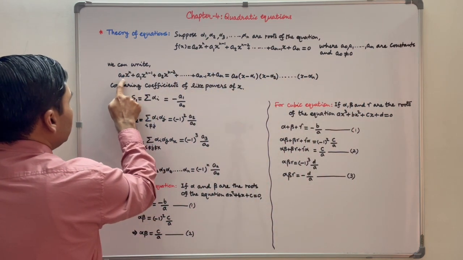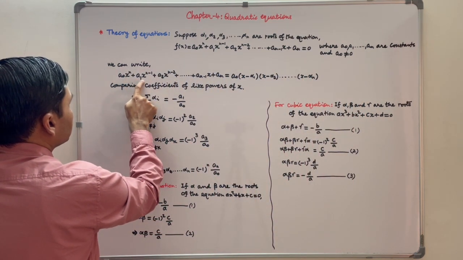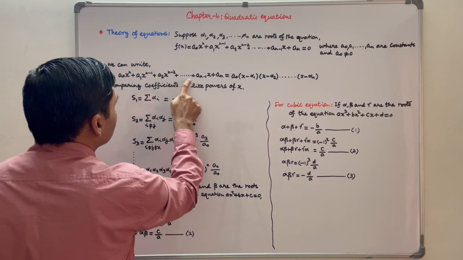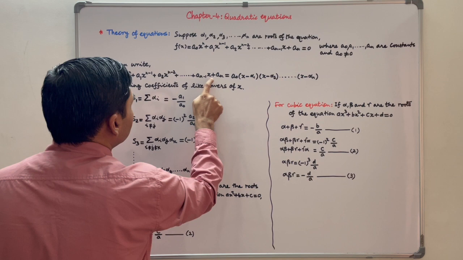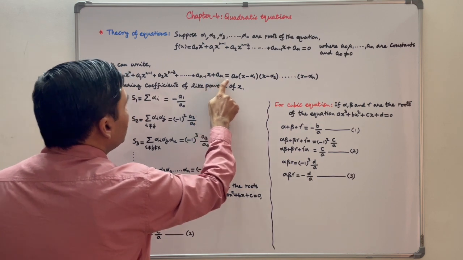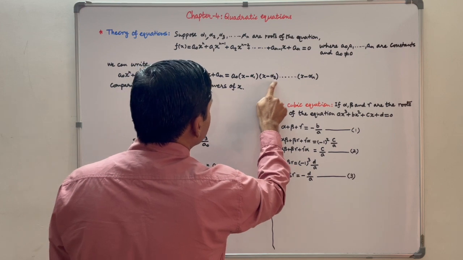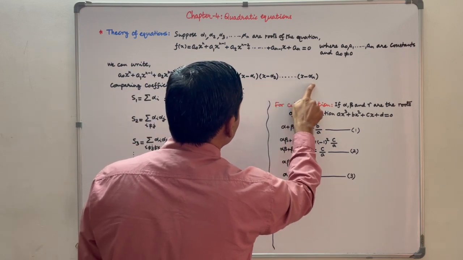Then we can write a0 x to power n plus a1 x to power n minus 1 plus a2 x to power n minus 2 plus and so on up to an minus 1 x plus an is equal to a0 into x minus alpha 1 into x minus alpha 2 and so on up to x minus alpha n.